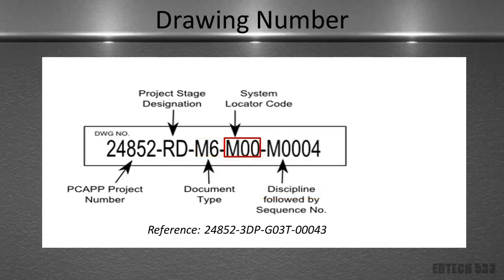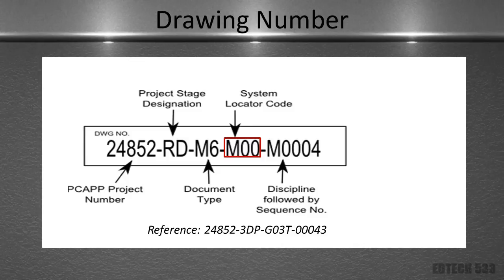Next, we have the system locator code. This block here tells us what system the drawing is part of. Now, to get an understanding of what the systems are, you would have to look at your system locator codes to be able to distinguish between the different systems.